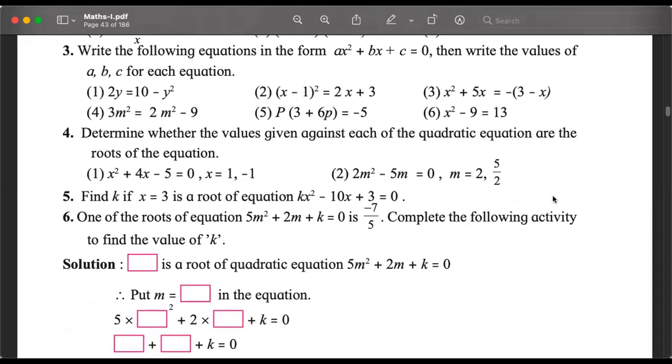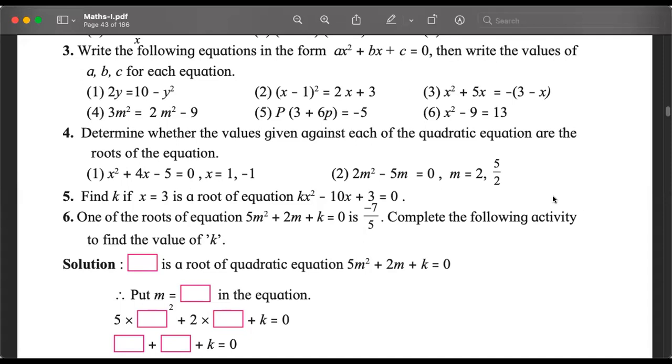Number 4, determine whether the values given against each quadratic equation are the roots. If you look at 4 part 1, the equation is x square plus 4x minus 5 equals 0, with x equals 1 and x equals minus 1. We will try putting 1 in place of x, and we will try putting minus 1 in place of x. Question number 5, find k if x equals 3 is the root of the equation.